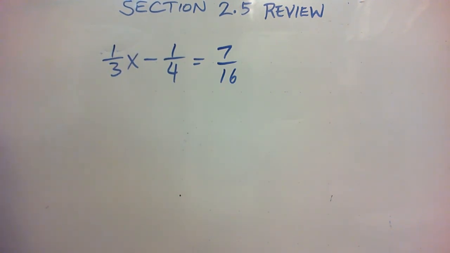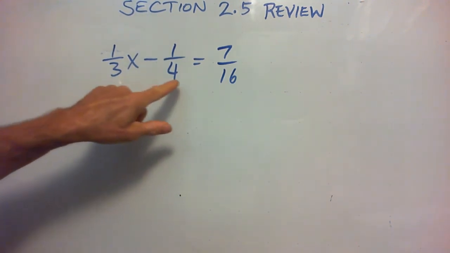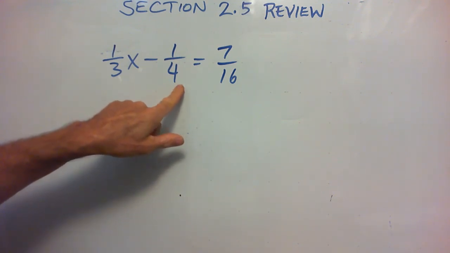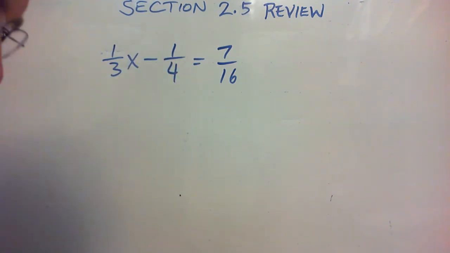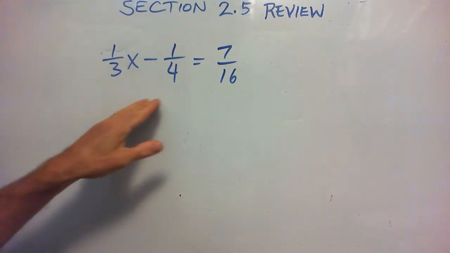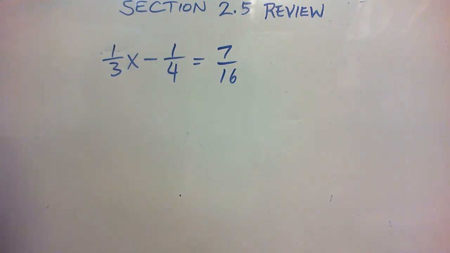Okay, and one last review problem. 1/3 x minus 1/4 equals 7/16. Solve for x. So here we have some fractions to deal with, but we can solve this. So pause the video and try this on your own.